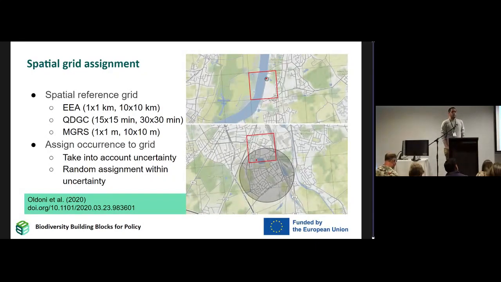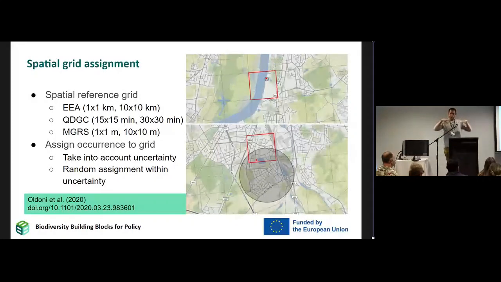So in Europe, we have the European Environment Agency, which has a grid with squares of 1 by 1, 10 by 10, or 100 by 100 kilometers. But there's also other grids like UTM, the Military Grid Reference System. In South Africa, they use quarter degree grid cells. You kind of want to assign an occurrence to that grid, but it's not as simple as just saying, well, my occurrence falls within this grid, so it belongs to that grid. Since it comes with an uncertainty, it is also possible that your occurrence overlaps with many grid cells.